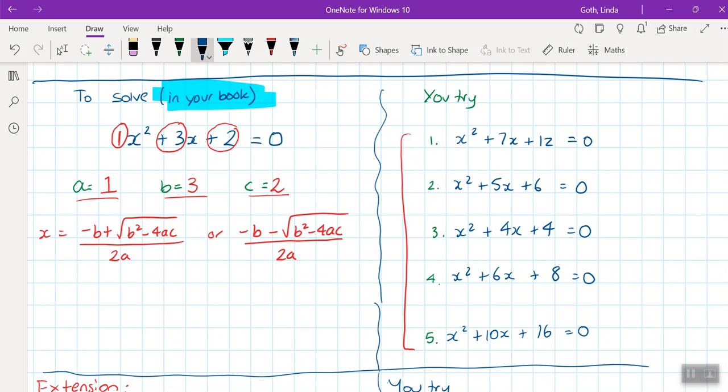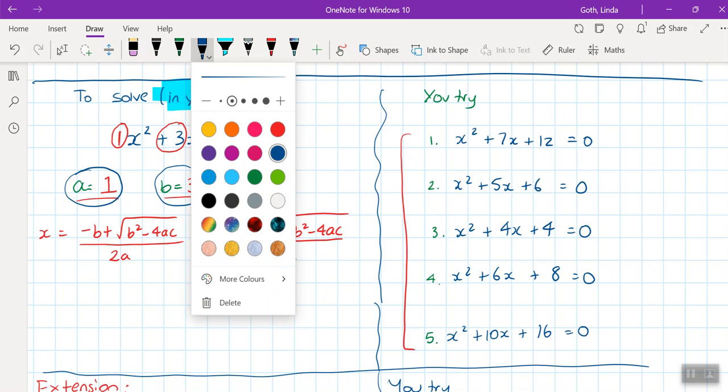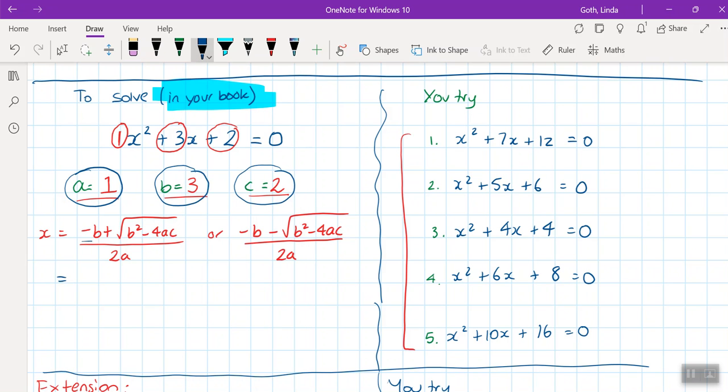So let's substitute. Whenever I see an A, I'm going to put the number 1. Whenever I see B, I'm going to put the number 3. And whenever I see C, I'm going to put the number 2. So let's start with this first value here. Minus B is going to be minus 3 plus the square root of 3 squared minus 4 times by A, which is 1, times by C, which is 2, all over 2 times 1. Now I'm going to put that in brackets each time, so I don't make any silly mistakes on my calculator.